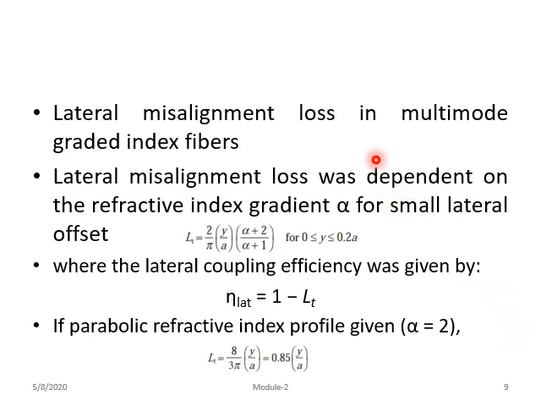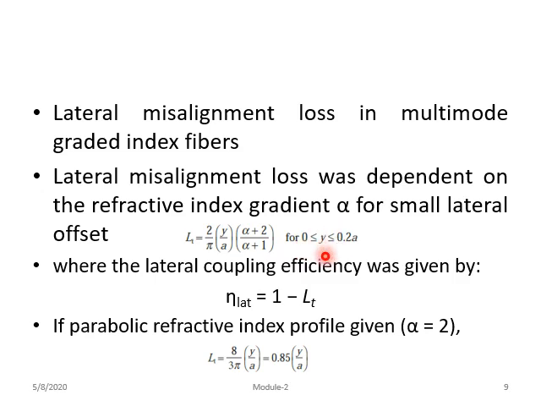Next, the lateral misalignment loss in terms of multimode graded index fiber. Previously we discussed the multimode graded index fiber with lateral misalignment. The lateral misalignment loss depends on the refractive index gradient alpha. For small lateral offset, we can calculate L_T equal to 2 divided by π, multiplied by y by a, multiplied by (α + 2) divided by (α + 1), where y is the lateral displacement or the offset which we considered earlier.